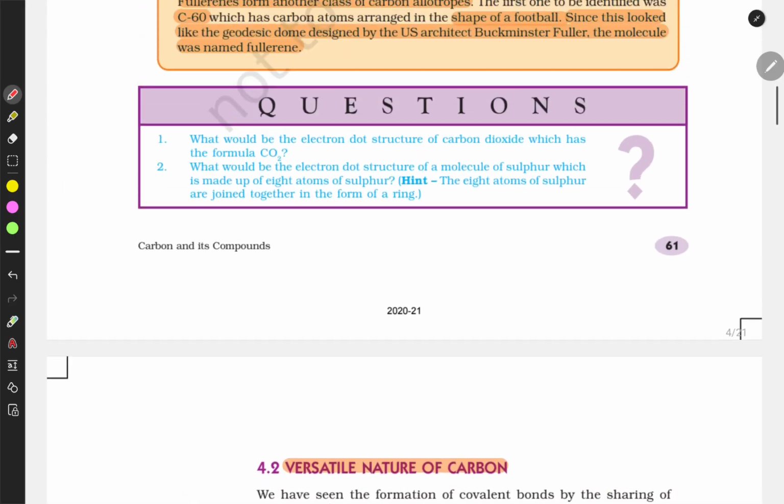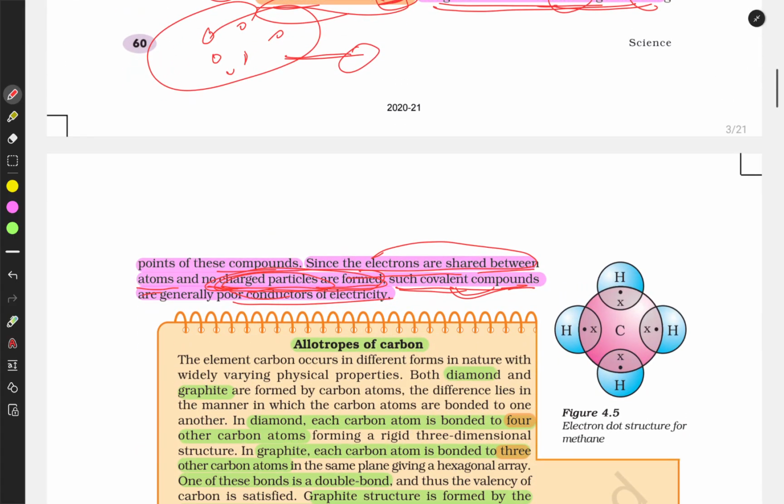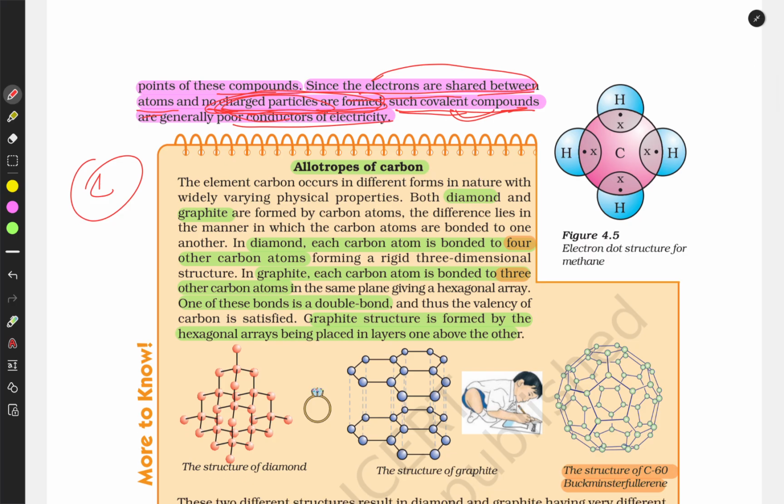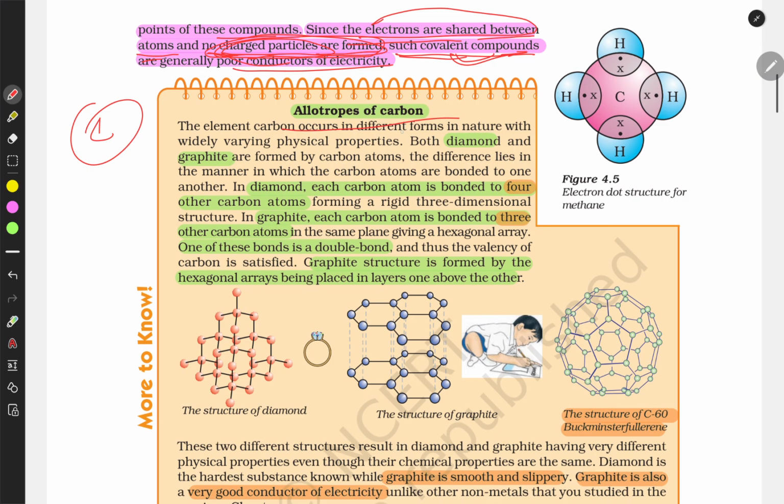Let's discuss the allotropes of carbon. We have discussed how carbon forms covalent bonds. Let's discuss the types of bonds by which carbon forms different types of substances. We have three allotropes of carbon. The element carbon occurs in three different forms in nature. One is diamond and another is graphite.